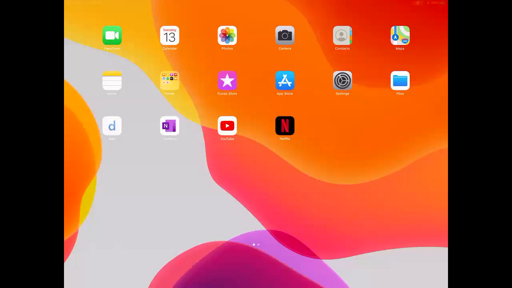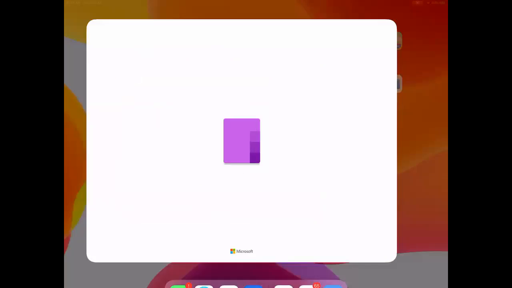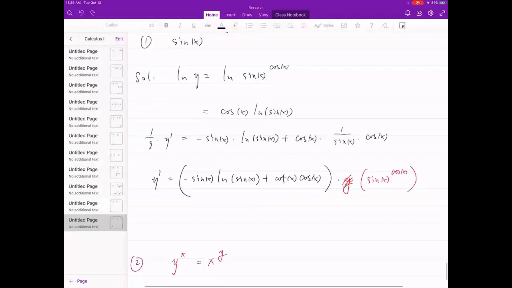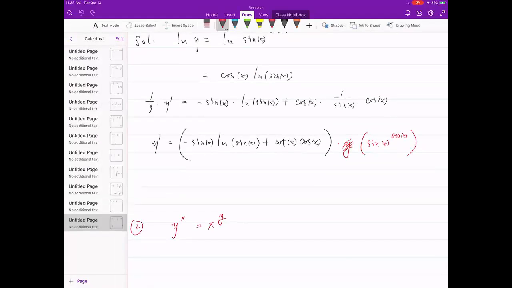Yep. Everything else here comes from the derivative of ln sine. So you first take 1 over x, which gives you 1 over sine x. Then you times the derivative of sine x, which gives you cosine x.